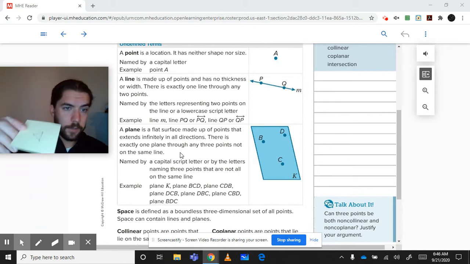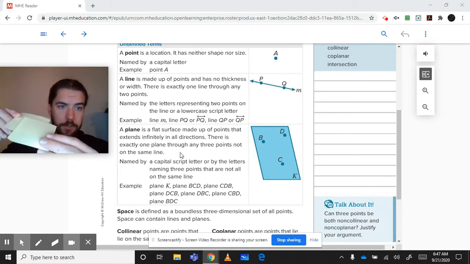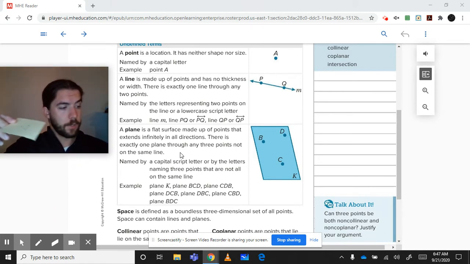The only way that I can get a plane to go through those 3 points is if it's oriented perfectly with them. So as long as they're not in a straight line, so 2 of them can be, but as long as all 3 of them are not in the same straight line, there's going to be exactly one plane that cuts through those 3 points.